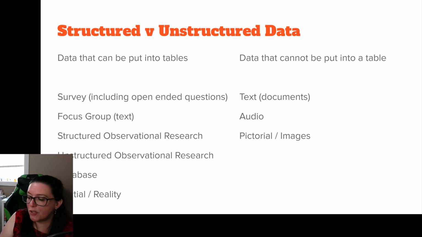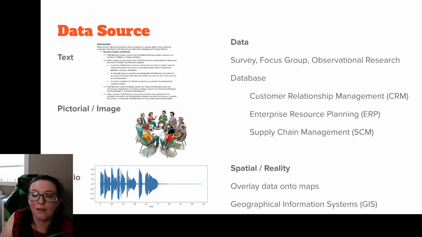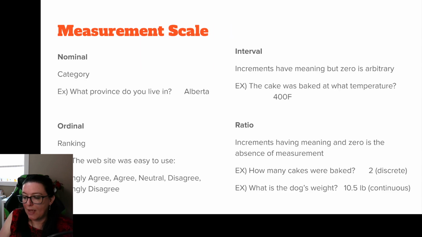So we've looked at structured versus unstructured data. We've looked at primary versus secondary data. We've looked at data types based on the source of data. We've looked at whether data is quantitative or qualitative. And we've talked about how different measurement scales can help us identify the data that we have so that we can determine what type of analytics is appropriate.